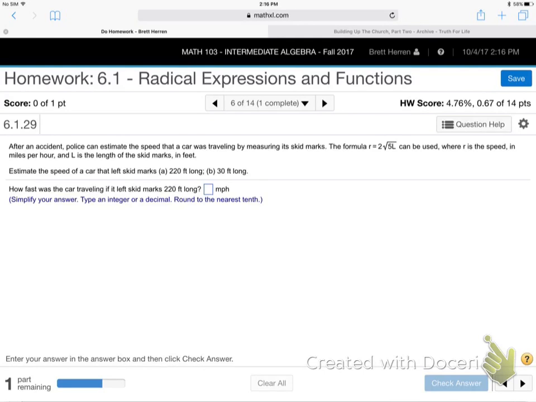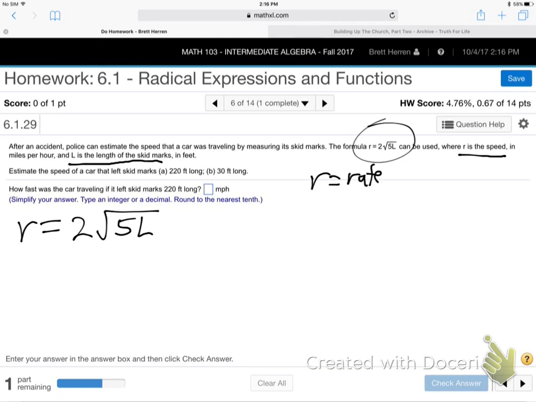So they give me a little formula here: R equals 2 square root 5L. And on word problems, you don't really need to read all the words. You just got to identify what the letters mean. It says right here, L is the length of the skid mark, and R is the speed. So R stands for rate or speed, and L is length of the skid. So basically, with this little formula, they can take the length of a skid mark, plug in the L, and figure out how fast the car was going.